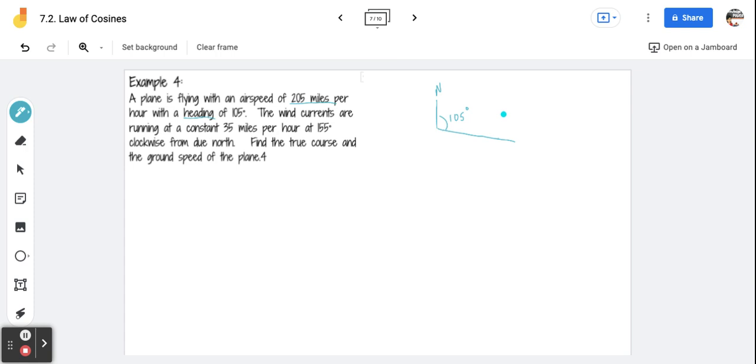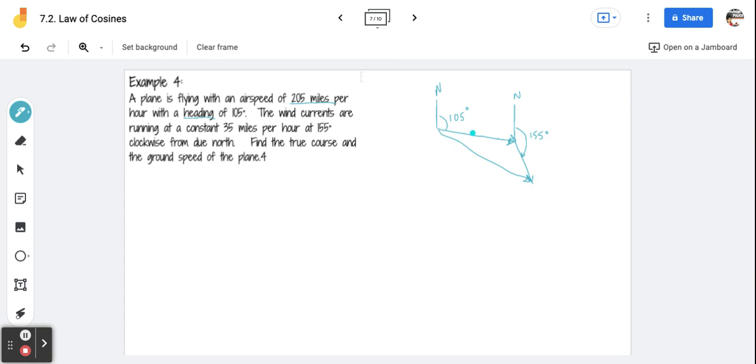Then we have the wind currents running at a constant 35 miles per hour at 155 degrees clockwise from north. Again, the wind is coming in at 155, so this is north. The wind is acting on it, so 155 degrees. Let's estimate where that would be. This might be the intended path, the heading, but the actual path is going to be the resultant vector here.